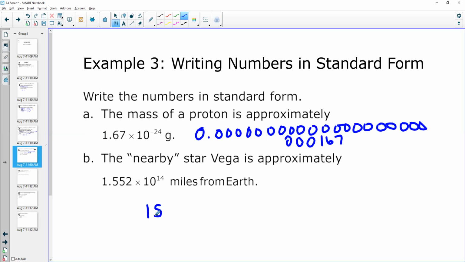So it's going to be 1,552. I have 14 spaces to move, so that's 1, 2, 3 I've already moved. That means I have 11 to go. 4, 5, 6, 7, 8, 9, 10, 11. Let me check. 1, 2, 3, 4. So that's 14. Oh, 11, 12, 13, 14. Okay, 11 zeros, I can count right. So that is the actual distance.